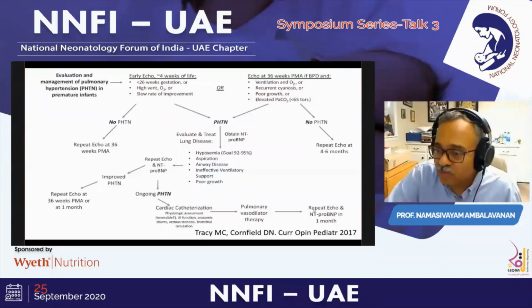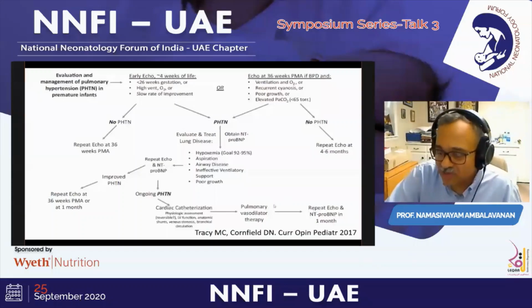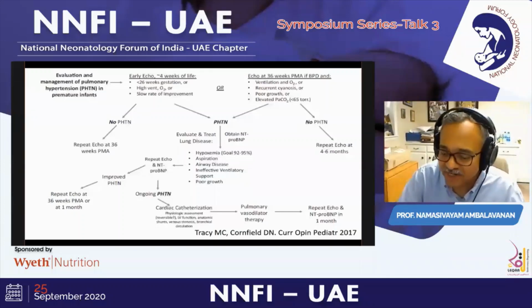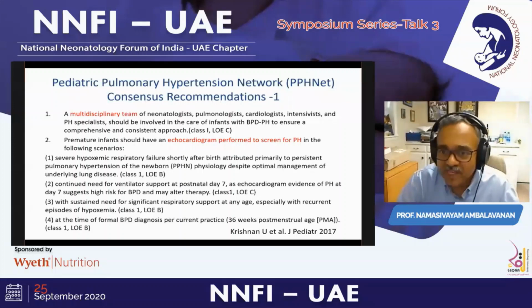Currently, though, most people would try one vasodilator or maybe two vasodilators before going to cardiac cath, because the experience of cardiac cath is kind of limited in these small infants with BPD and pulmonary hypertension, and many of them are medically fragile, and it's quite risky to take them to the cardiac cath lab. But anyway, we need a multidisciplinary team of neonatologists, pulmonologists, cardiologists, and pulmonary hypertension specialists to be involved in the care of these infants. And obviously, you would need a screening echocardiogram for multiple types of infants, like we had discussed earlier.